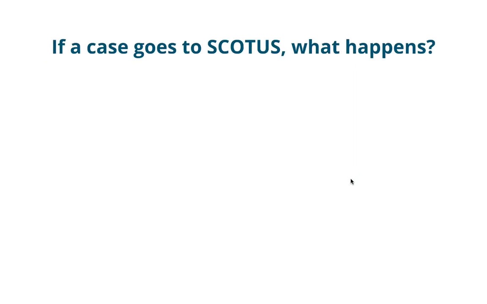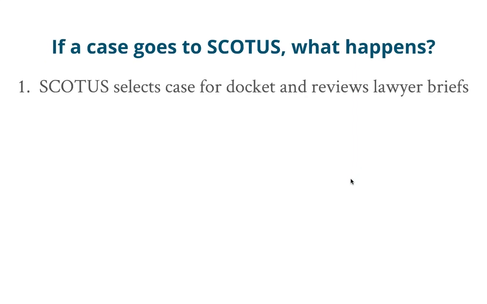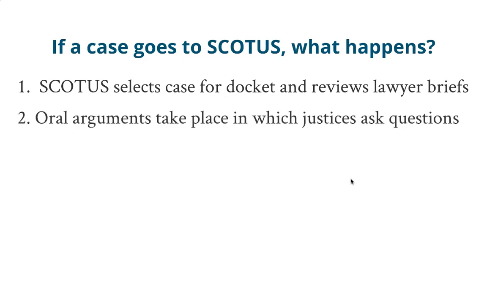So if a case does go to the Supreme Court, what happens? Well, the Supreme Court selects cases for its docket and reviews lawyer briefs. So I will say this, literally thousands of cases are filed with the Supreme Court, but they're only able to hear a couple hundred cases a year. And honestly, it's only 9 people on the Supreme Court, so that is a lot for them to do. And every time they hear a case, they have to write up their decision to be published. So it's a lot, and they just really don't have time to hear every single case.